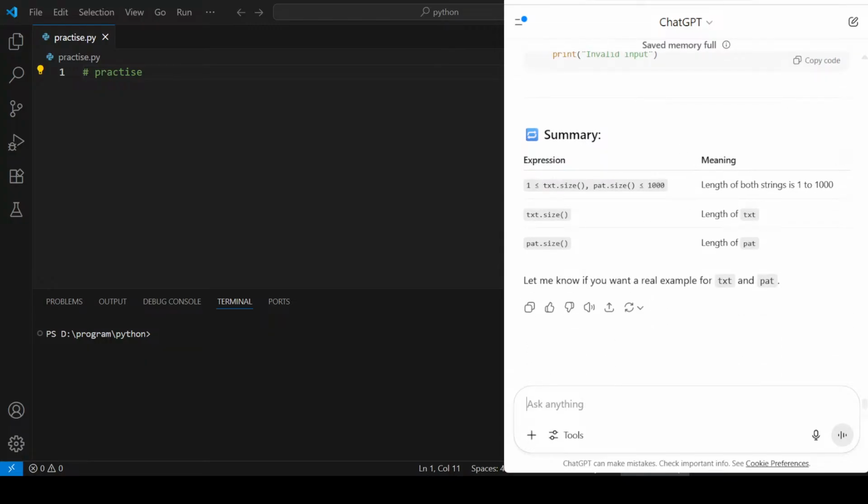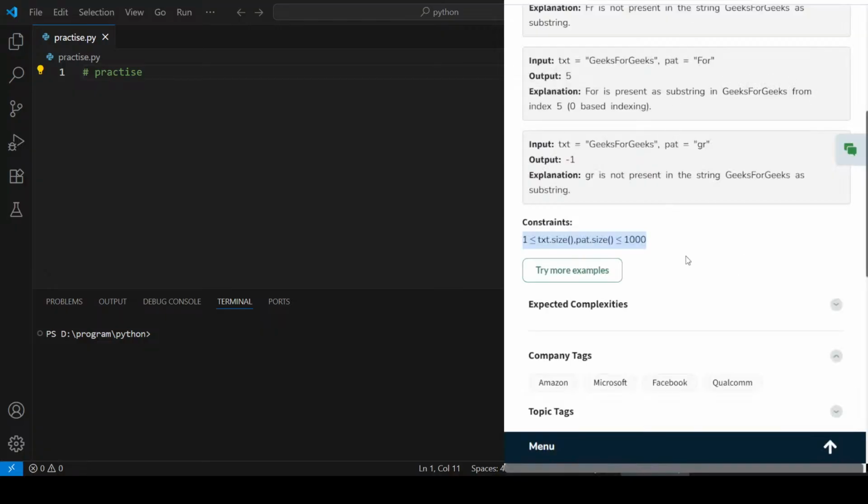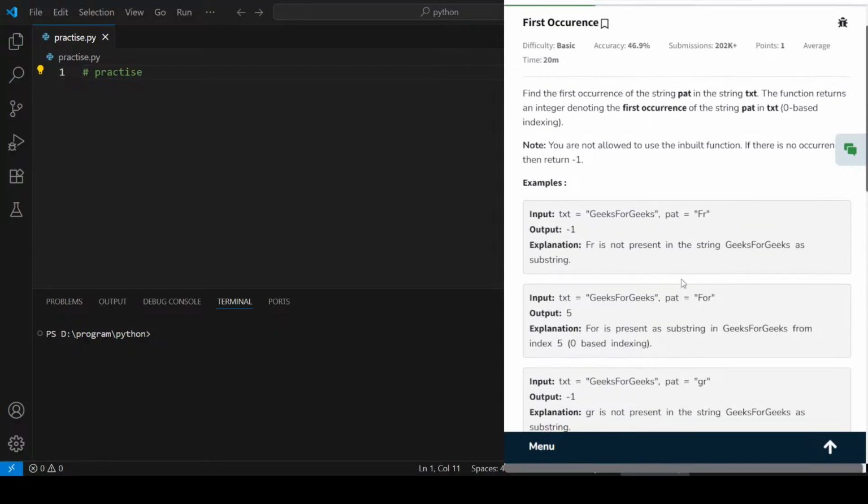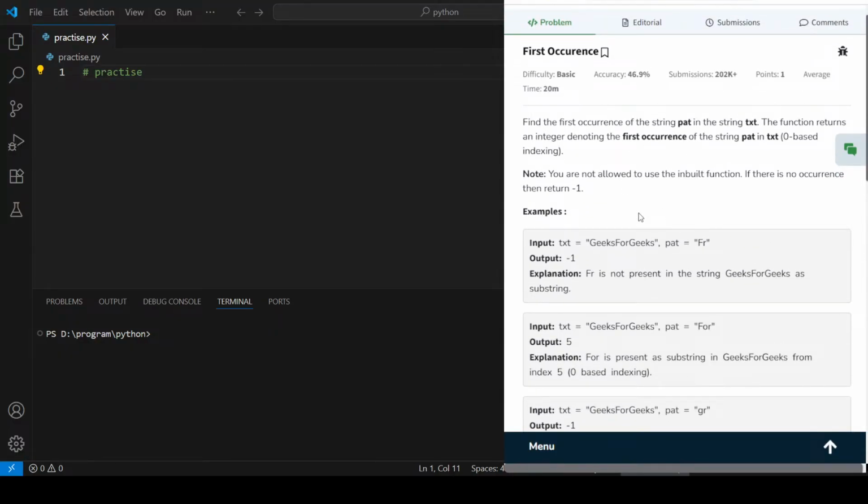Fine. Okay, this is the constraint. It means text size and pattern size are each greater than or equal to 1 and less than or equal to 1000. Guys, I understood this one. I was very proud of myself. Okay, now let's go and see this one.